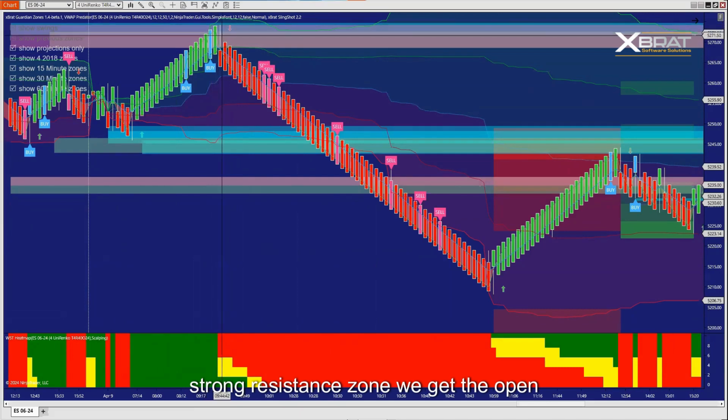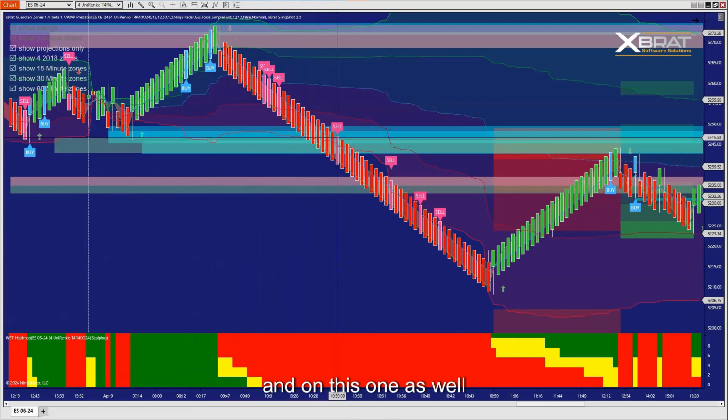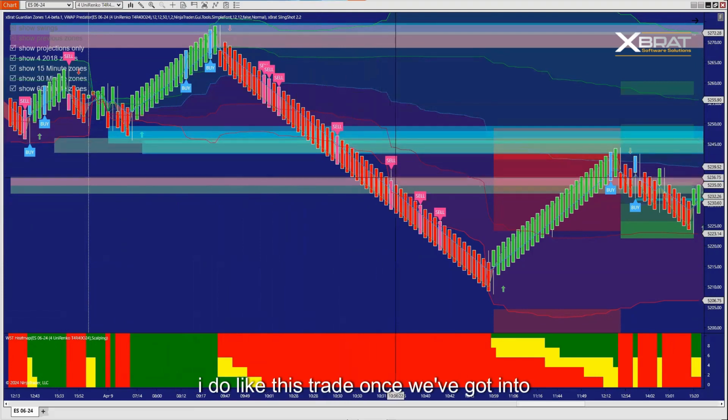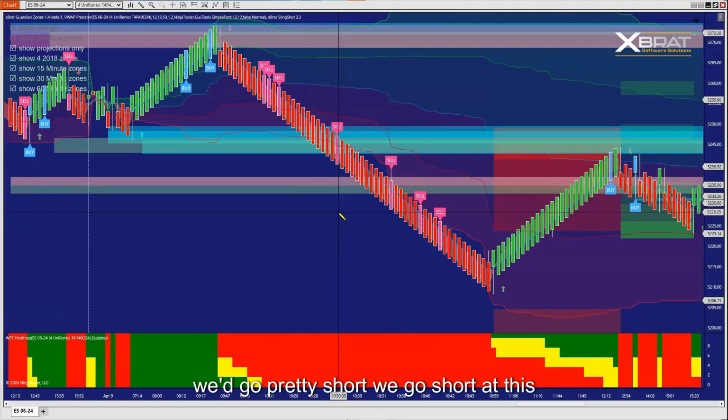We get the open, starts to sell off. There's no trade here because we don't want to short into support, and on this one as well. But I do like this trade. Once we've got into fresh air, that's where we would go. And this is where we don't use pivots for stops. So we'd go pretty short.